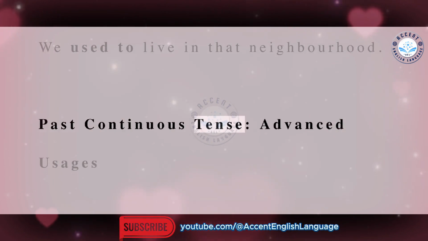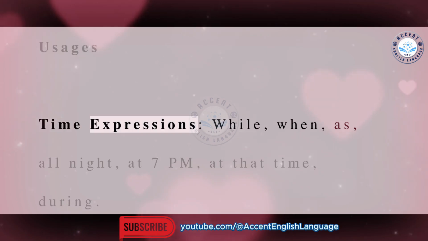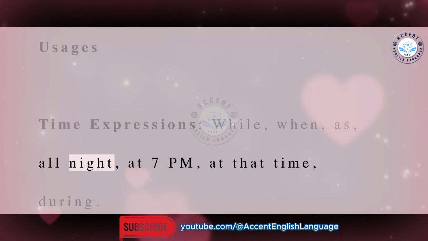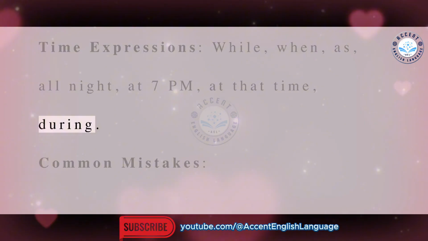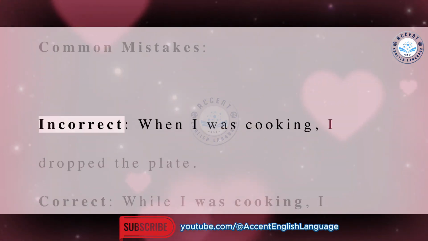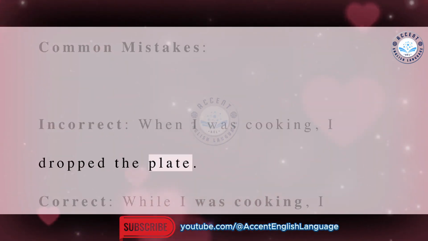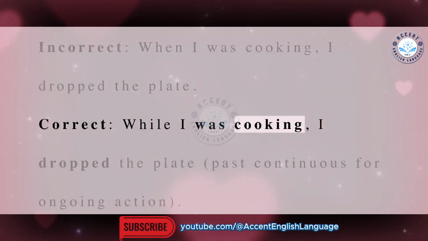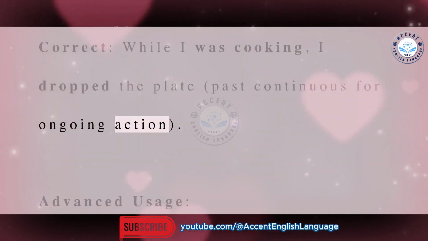Past continuous tense, advanced usages. Time expressions: while, when, as, all night, at 7 p.m., at that time, during. Common mistakes. Incorrect: When I was cooking, I dropped the plate. Correct: While I was cooking, I dropped the plate. Past continuous for ongoing action.